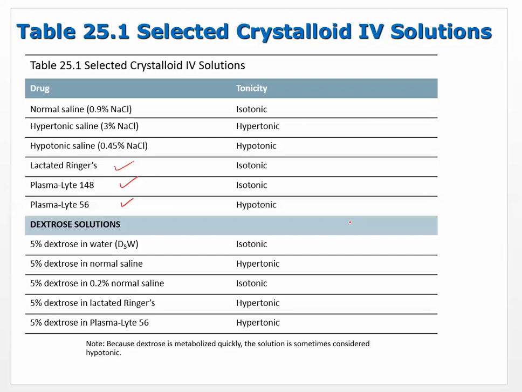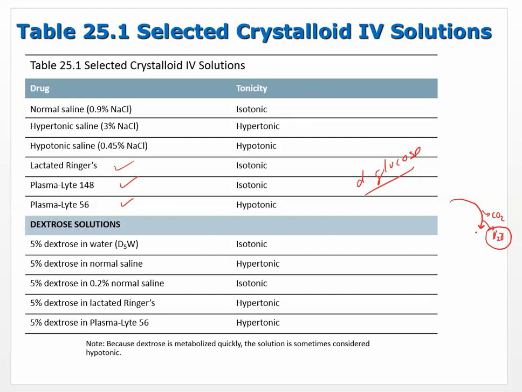Dextrose has this really cool thing because it's sugar. If you think about the Krebs cycle, gosh, I hate to take you back there, but remember the Krebs cycle threw off some CO2. It also threw off some H2O. So dextrose, even though it's a particle, and dextrose is just D-glucose, it's the D enantiomer, not that important. But when you put glucose or dextrose in, when it's metabolized, it actually produces more water.